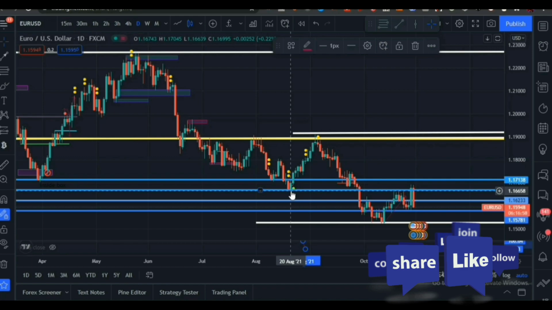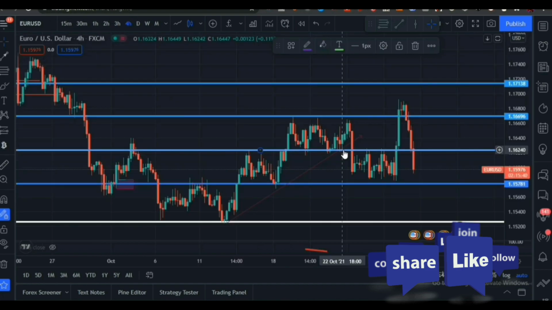If you're a day trader or a scalper, you can also look at the 4-hour time frame levels and also the daily time frame as your support and resistance levels. So traders, I'm going to give you some tips and tricks when looking for support and resistance on your chart.